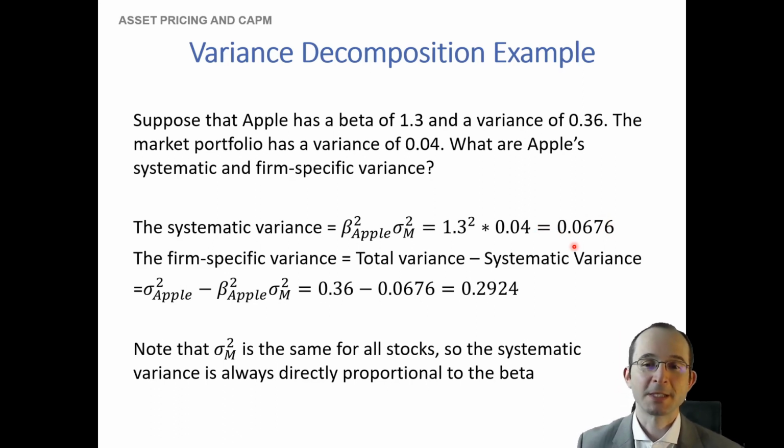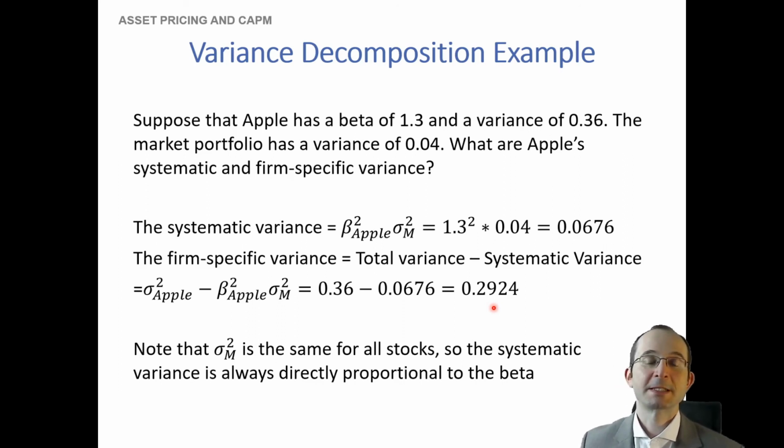Well, since the firm-specific variance is going to be uncorrelated to this, and since firm-specific variance must, by definition, be what is left over once we've accounted for systematic variance, then we can just say that if our total variance is 0.36 and our systematic variance is 0.06, then the firm-specific variance, actually being a substantially large portion of the total risk of Apple, is 0.2924. In other words, just what is left over from total variance once we have subtracted systematic variance.